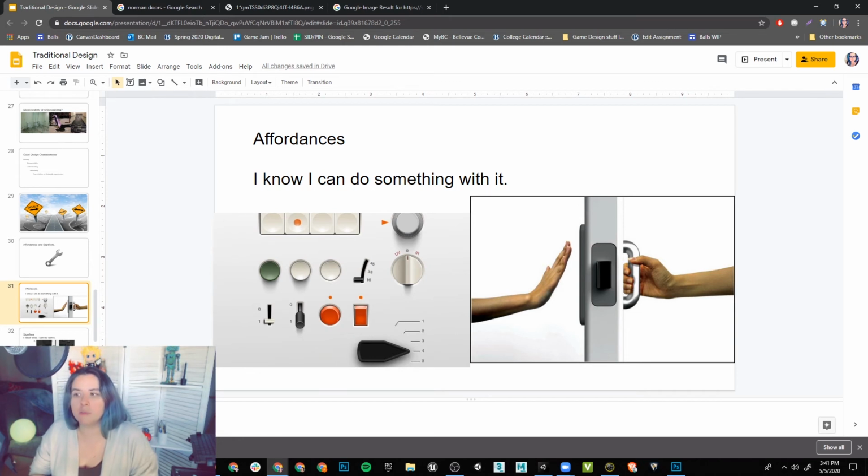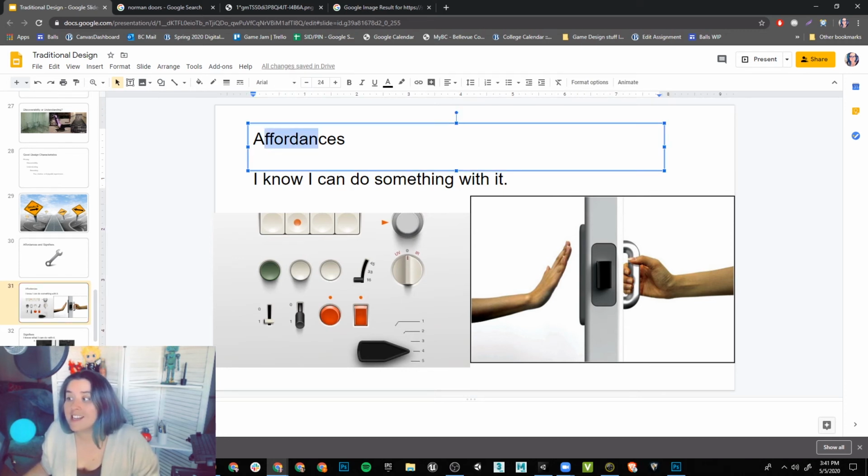When you see a button, you push it. You see a handle, you pull it. You see a plate, you push it. You see a knob, you twist it. You see a slidey, you slide it. You see a switch, you flip it. Affordances. When you see a ladder, climb it. Right? This is what affordances look like. None of these have written instructions, and we know what to do with them. We just kind of know. We'll do it. That's what an affordance is.